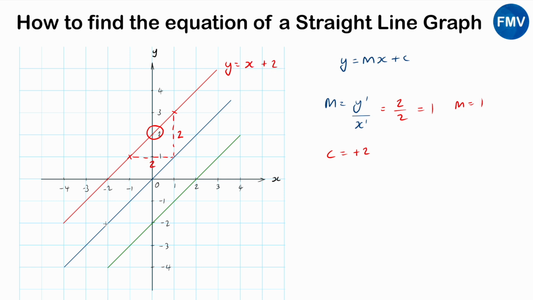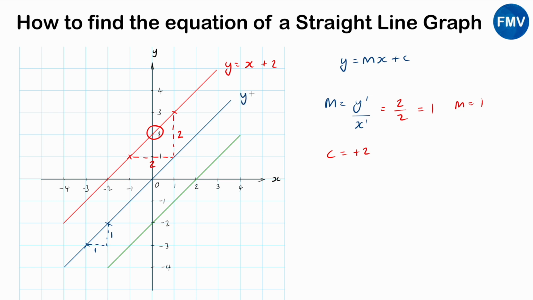Now if we look at this blue line, we can do the same thing. Let's find the value of m. So I'm going to go across and I'm going to go up just at two obvious points that I can see. So this coordinate here is minus 2, and this coordinate here is minus 3, minus 3. Change in y is 1, change in x is 1. 1 divided by 1 is also 1. So the value of m for this line is 1.